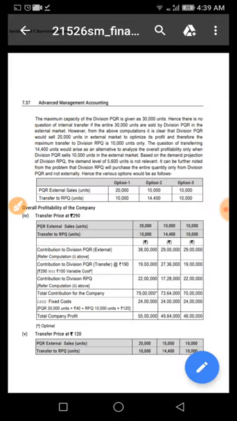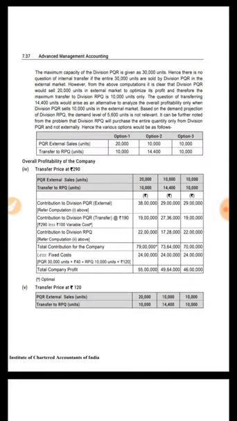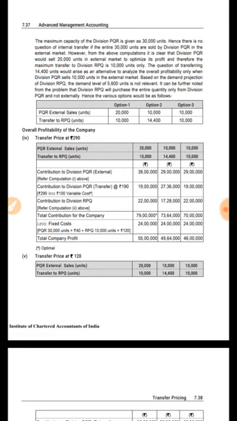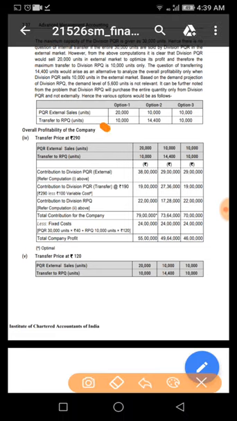Okay, now we have to find out the overall profitability of the company. If transfer price we are selecting as 290, so see, based on this mix we are taking the units here. So PQR external sales are there, then transfer to RPQ. So 20,000, 10,000 and transfer to RPQ is 10,000, 14,400 and 10,000.